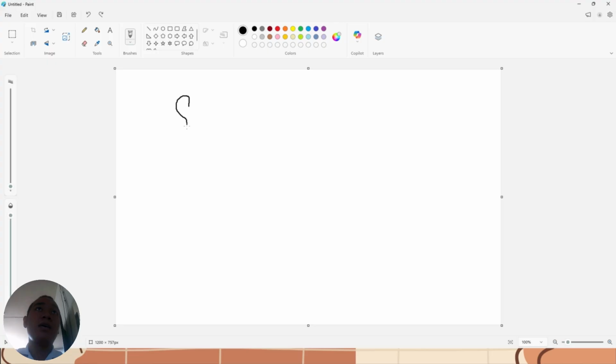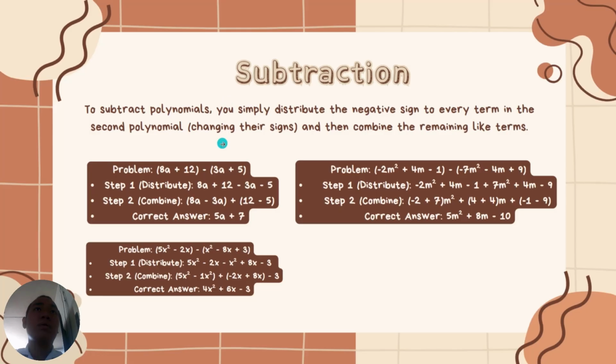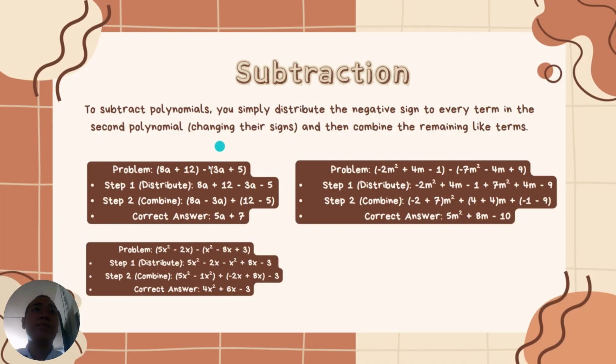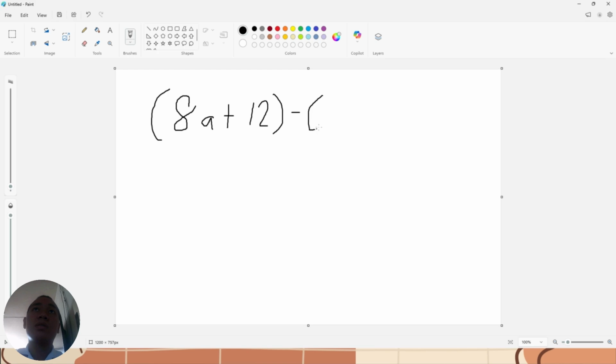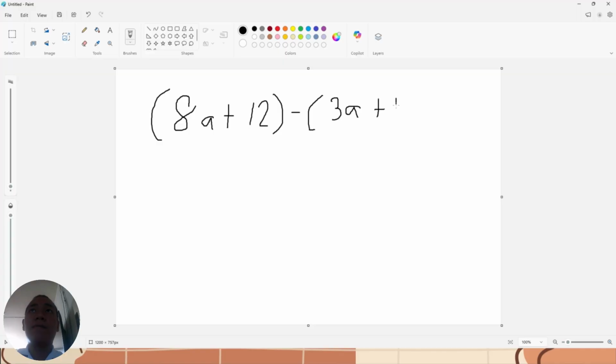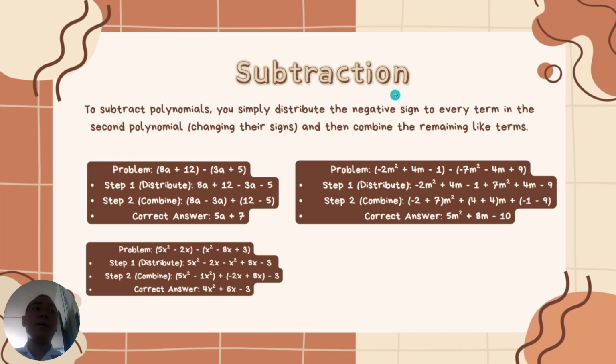here we got 8a plus 12 as our first term. Now, our second term is 3a plus 5. Notice how it says that you simply distribute the negative sign to every term in the second polynomial. Our first term is this, and our second term is this. It says changing their signs to distribute them.